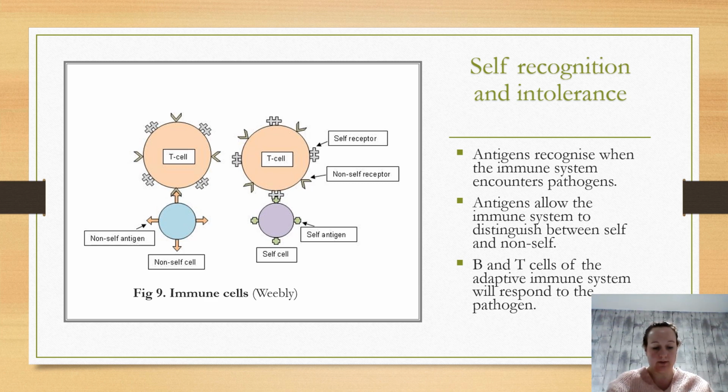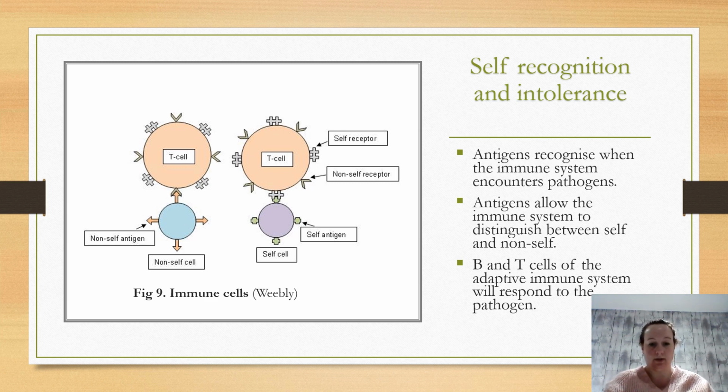MHC1 molecules are expressed on the surface of all nucleated cells, acting as an early warning system to the immune system. The cell will degrade these proteins into fragments and display them on the cell surface, allowing them to be recognized as foreign by cells of the immune system.